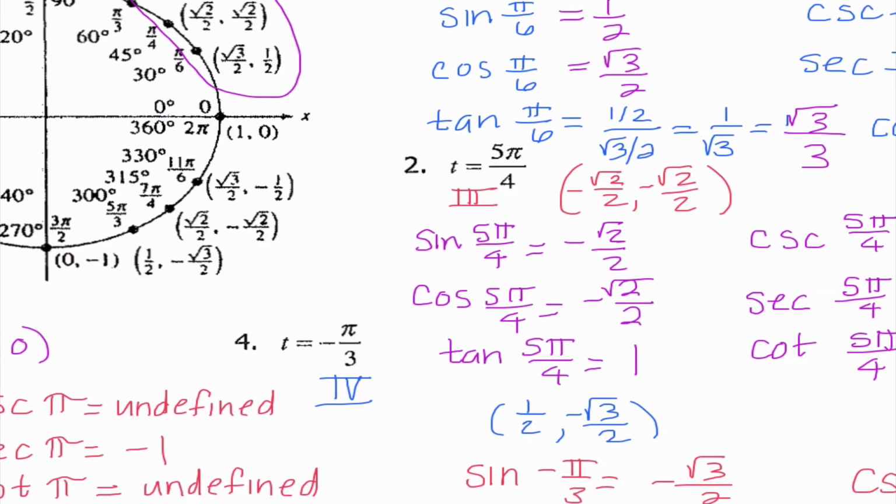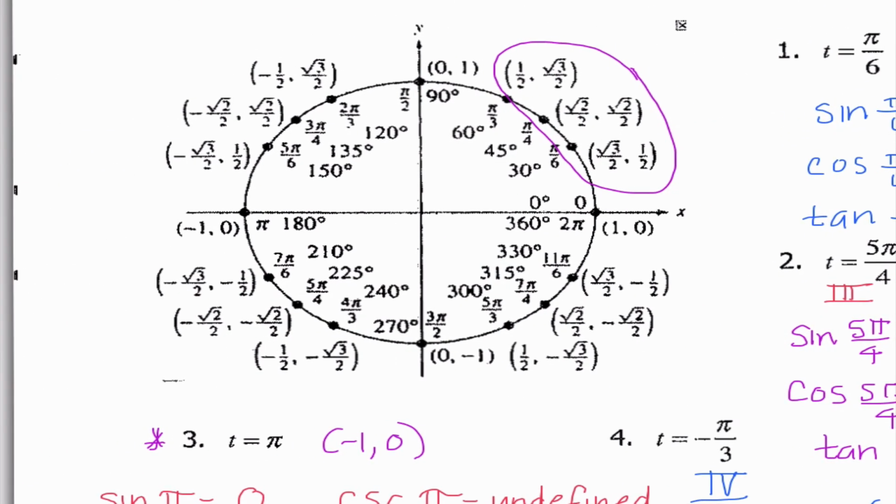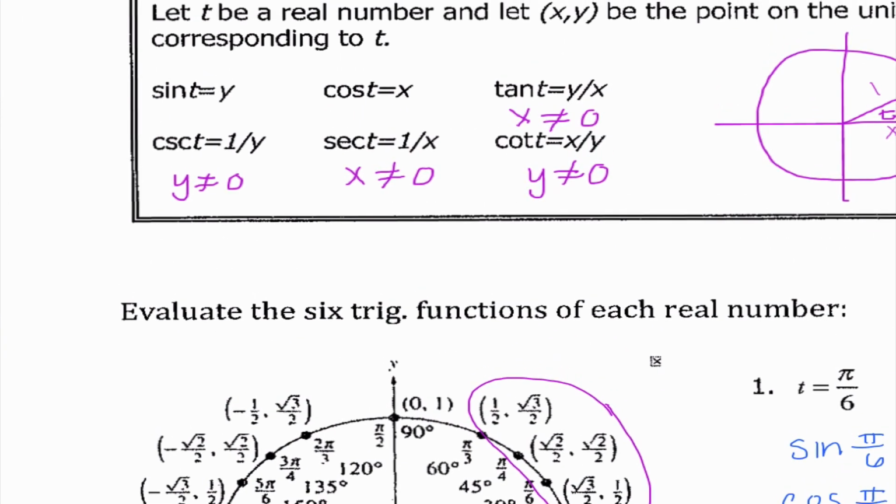So the whole thing for us to remember is that we really need to have these 3 ordered pairs memorized, and we need to know what sine, cosine, and tangent are all equal to, because we know what the reciprocals are. Okay, so that's what it comes down to. We need to have those things memorized.